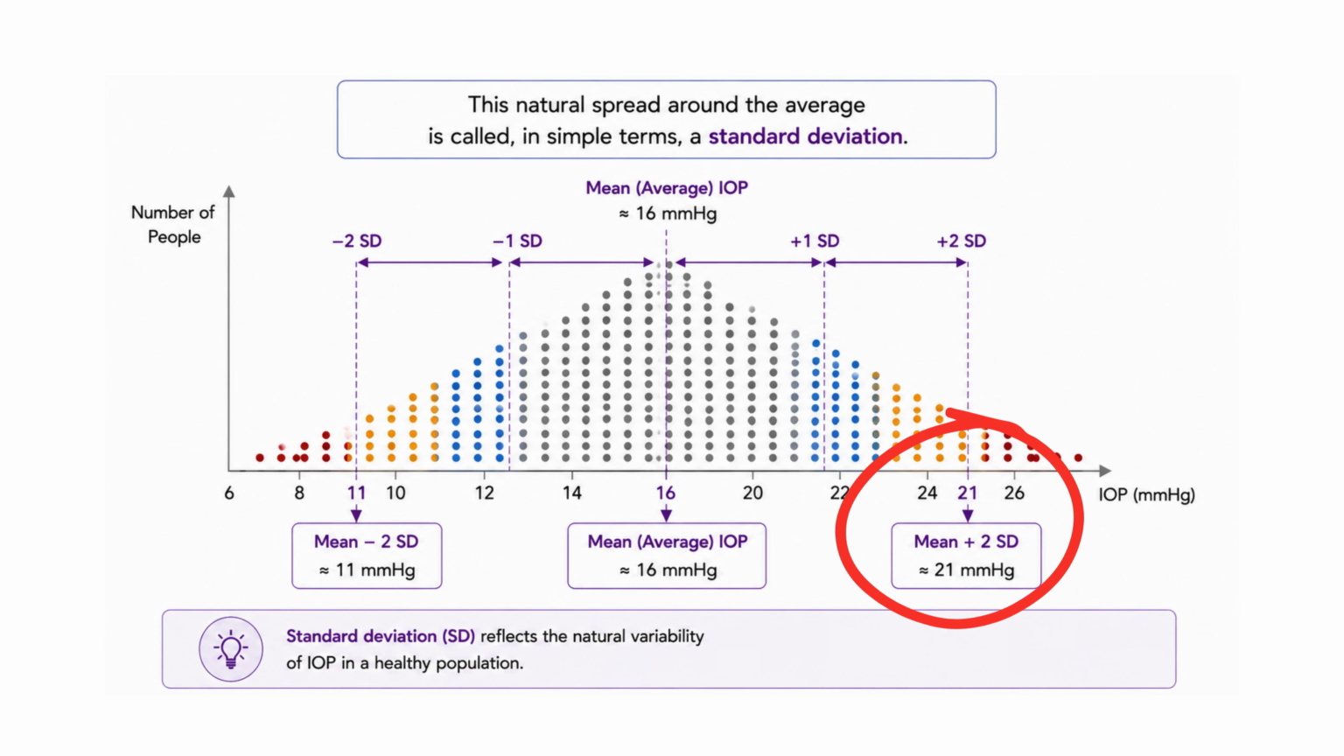Okay? So 21 millimeters of mercury is a statistical reference point. It tells us what is uncommon in the reference population. It does not tell us that 21 is a biological dividing line between a safe optic nerve and an unsafe optic nerve. Okay, we have already seen why.